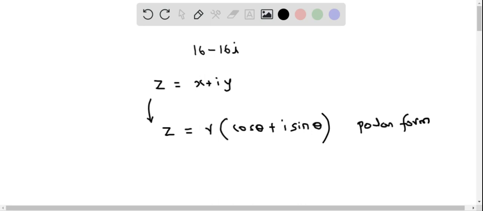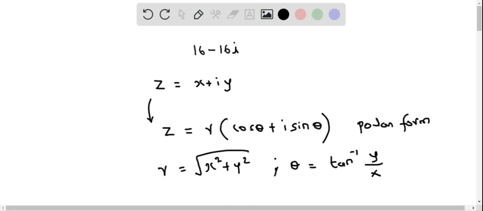So we have to determine r, which is given by this formula. r is the magnitude of the complex number, which is the square root of x squared plus y squared, and then the argument theta equals tan inverse of y over x. So we will utilize these two formulas and write down this complex number in the polar form.